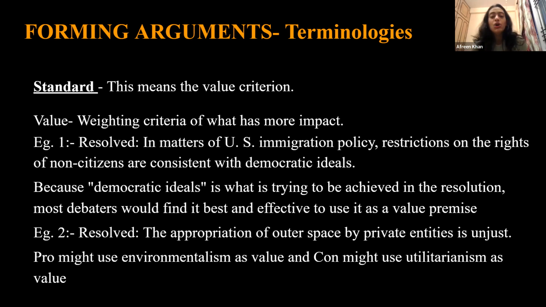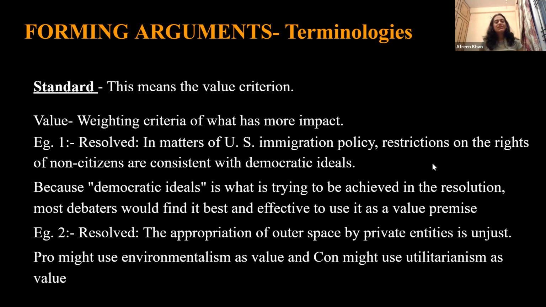For example, the motion says: in matters of US immigration policy, restrictions on the rights of non-citizens are consistent with democratic ideals. This motion says that we should restrict the rights of non-citizens, let's say immigrants or foreigners, in your nation, and this is in line with democratic ideals. Because democratic ideals is what the entire motion is trying to achieve, the value criteria should be democratic ideals.